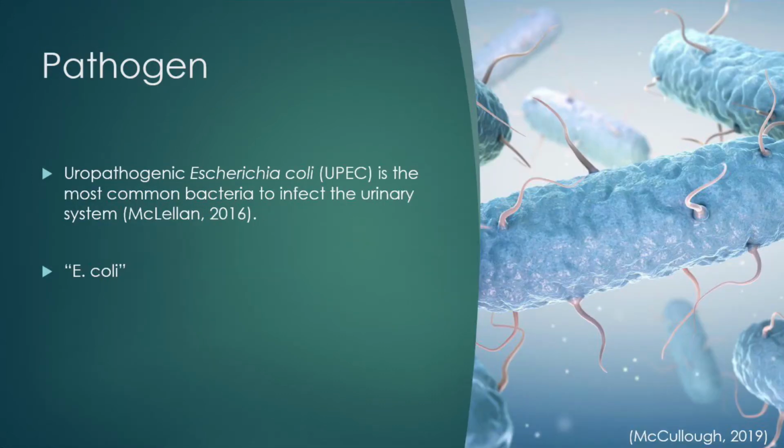The pathogen that most commonly causes UTIs and kidney infections is uropathogenic Escherichia coli. It's also called E. coli for short, and it is abbreviated UPEC for this type of diagnosis. E. coli is a gram-negative anaerobic rod-shaped bacteria with multiple flagella all across its cell surface.